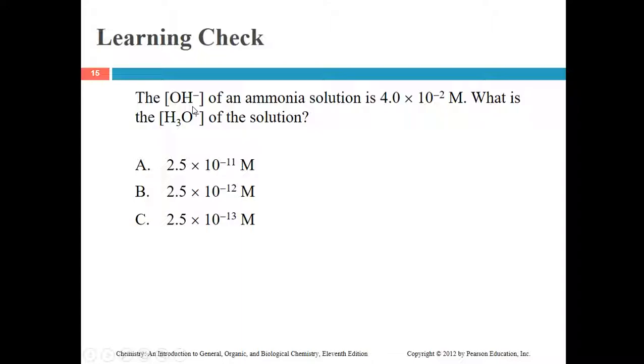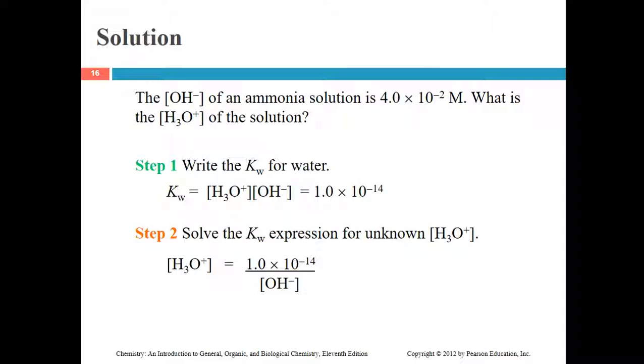The hydroxide ion concentration of an ammonia solution is 4.0 times 10 to the negative 2 molar. What is the hydronium ion concentration of the solution? Press pause, see if you can do this. So we are going to write our Kw formula, our ionization constant formula, which is our hydronium ion times our hydroxide ion equals 1.0 times 10 to the negative 14.